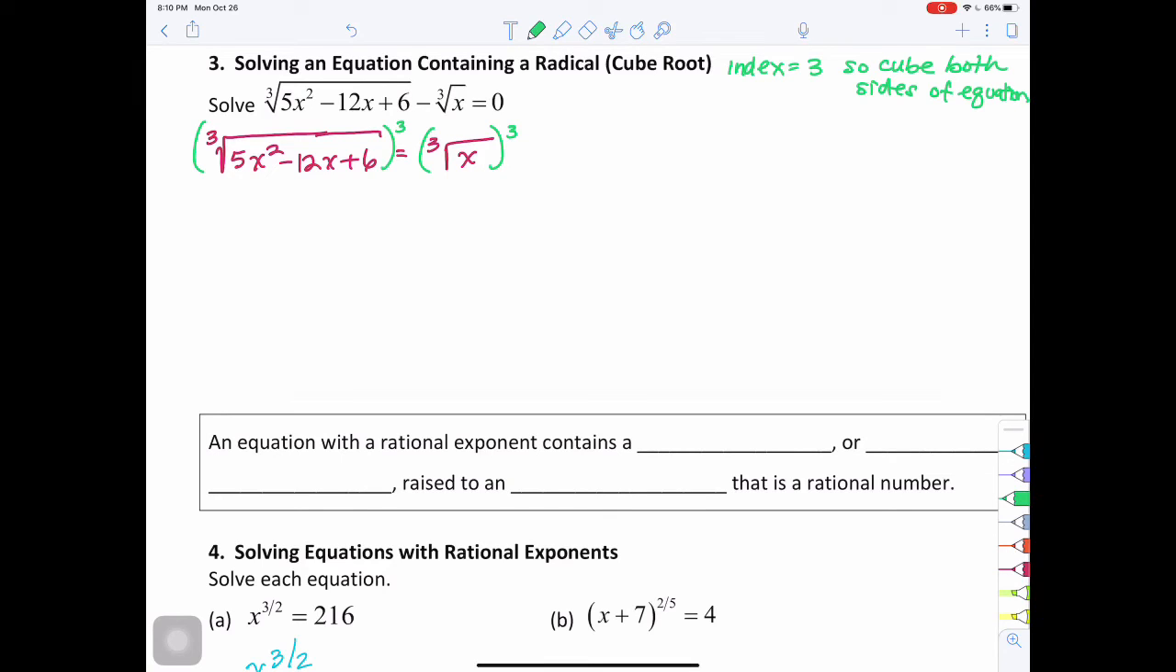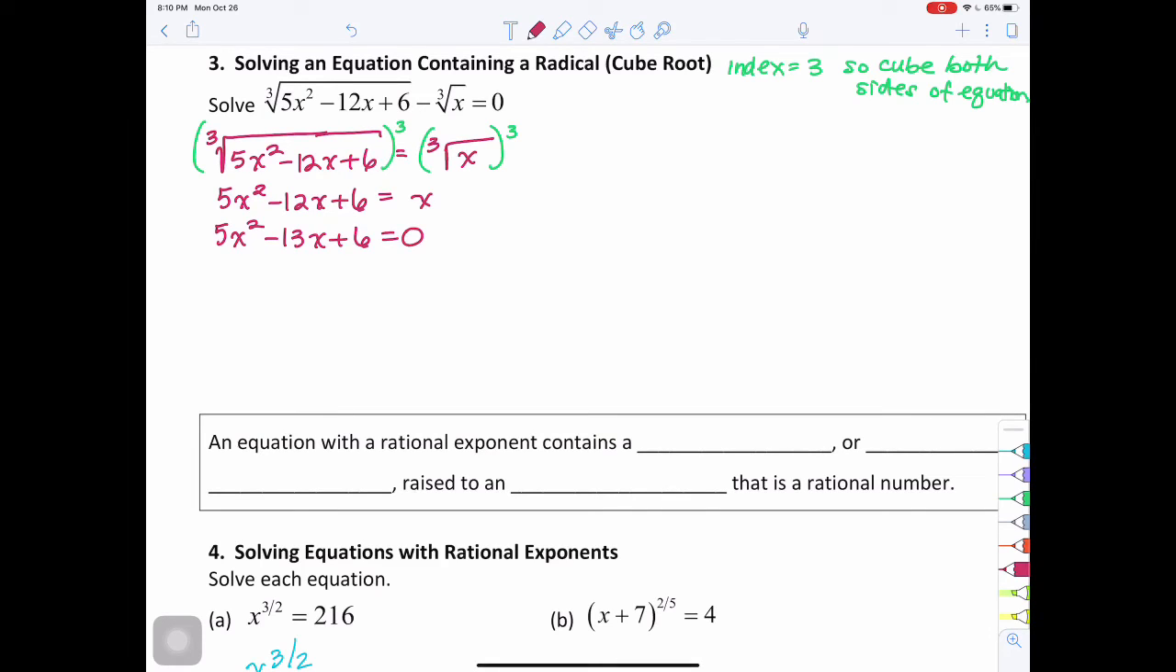Okay, so what do we have now? Well, the cube root, when it's cubed, just leaves what's under that root equal to x. That turned out really nice. So let's bring that x over. We're going to subtract x from both sides.